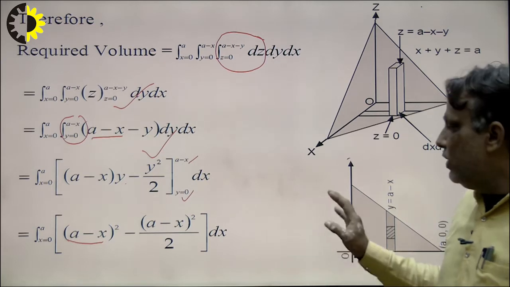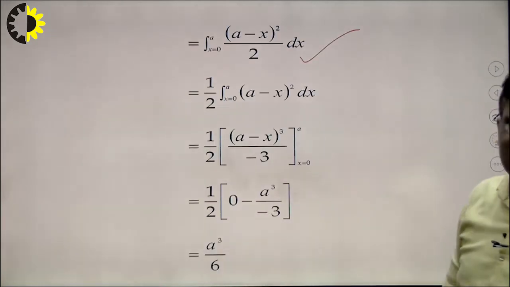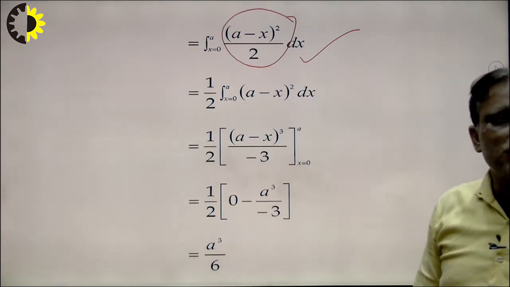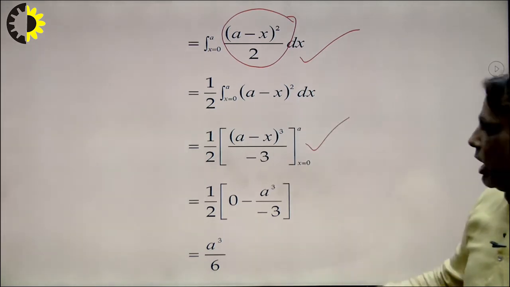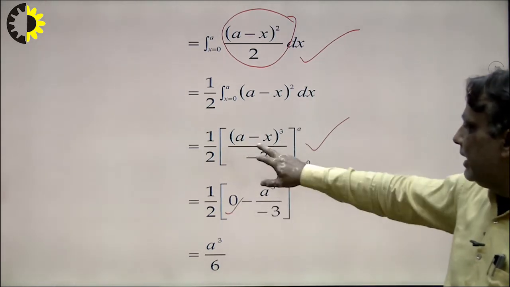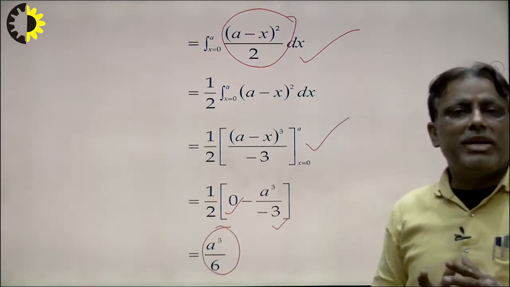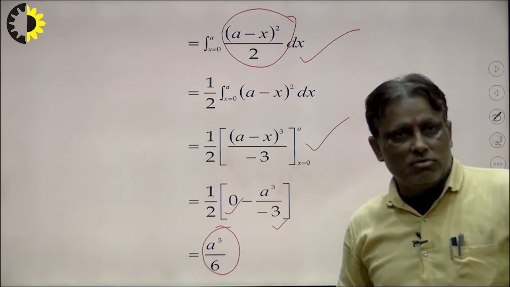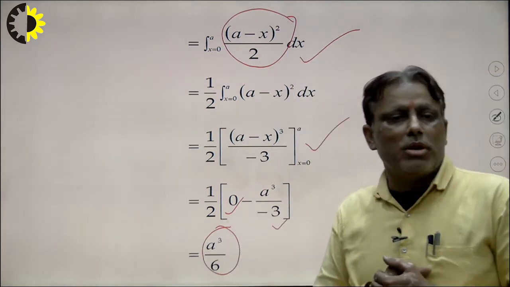Now first of all we consider 2 minus 1, 1 by 2. So what will be the conclusion here? We see very carefully. The conclusion is a minus x square by 2, and what is the integration of this function, a minus x whole square? So a minus x whole square will be a minus x cube upon minus 3, upper limit minus lower limit. In the case of the upper limit, a minus a is equal to 0, and minus minus plus the lower limit is this. So the conclusion will be a cube by 6. So in this way we can find the solution of the given problem, and the given diagram lies in the first octant. Suppose I want to calculate the whole body, then we multiply by 8, so the result will be 4a cube by 3 here, right?